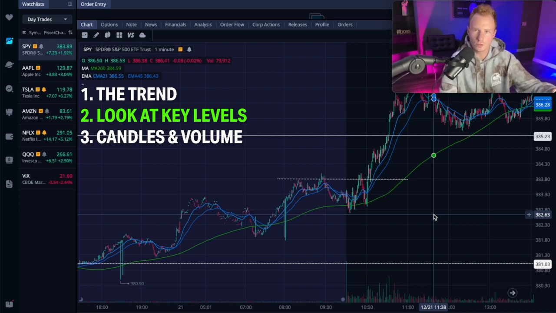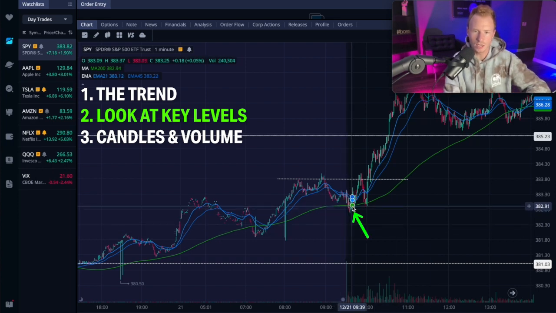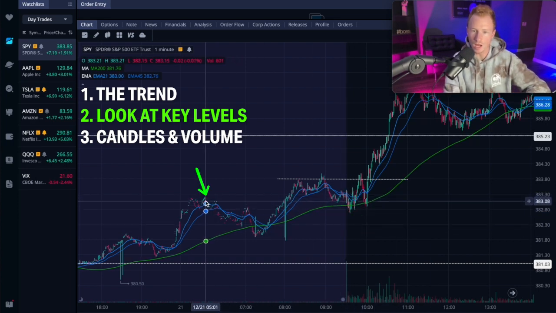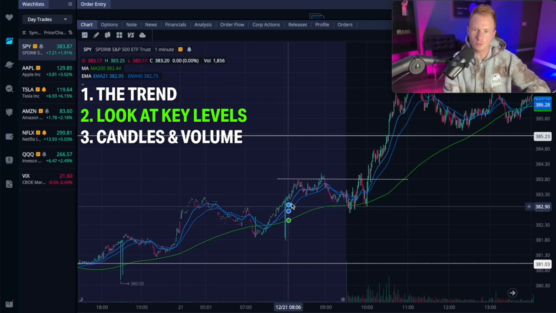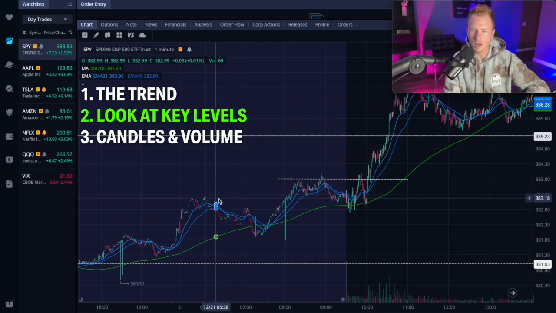Where is the key support and resistance levels? Are you going to enter around there? Also looking at the intraday levels. So when I took my entry here, we had a key resistance in pre-market. And since we broke that high, that resistance now turns into support because there's a bunch of buyers right here.